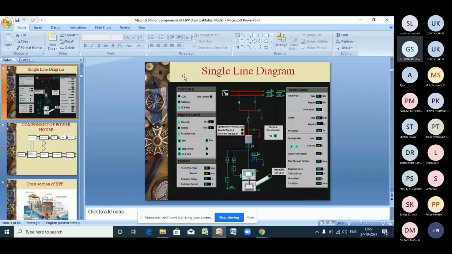On the left hand side your excitation is there, reactive values are there. Then their set point is there, and the excitation block dialog box is there. The excitation current is there. On the right hand side your active power is there. You can see the frequency also.